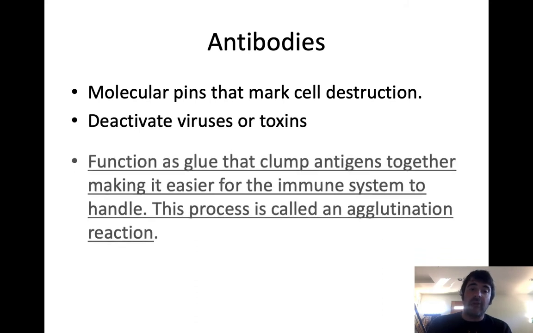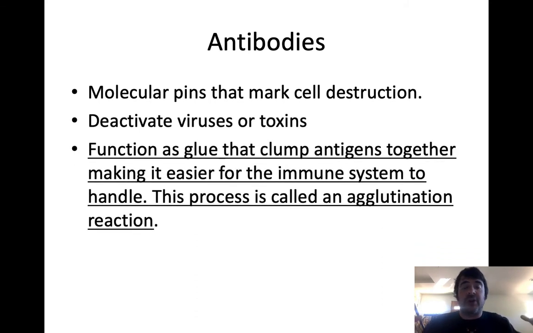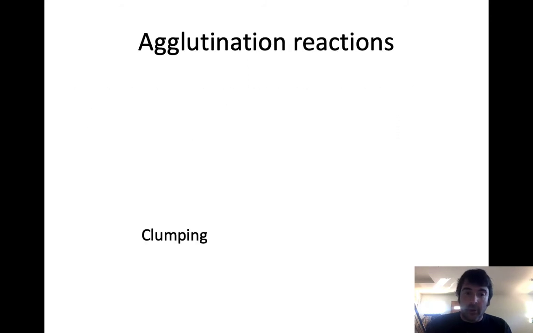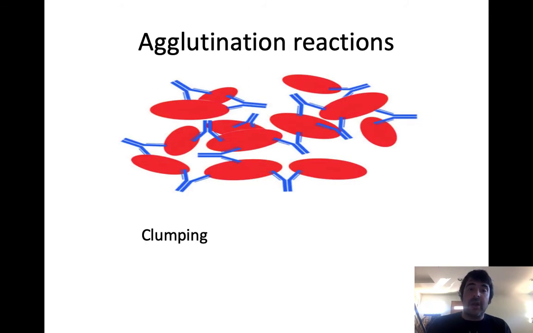They can deactivate viruses and toxins, or they can function as a glue that clumps antigens together, making it easier for the immune system to clean that particular infection out. When an antibody causes the clumping of antigens, that process is called agglutination. So agglutination reactions are really clumping reactions.